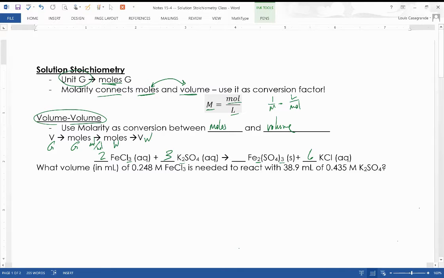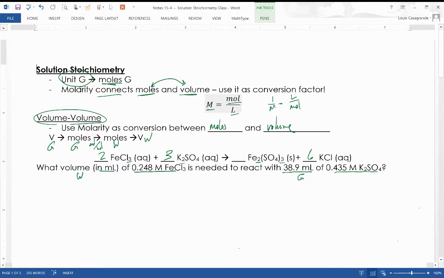So now we want to know what volume in milliliters. Milliliters, that's going to be an important thing in a moment. We're going to have to do some converting. 0.248 molar iron(III) chloride. So this is our wanted. React with 38.9 milliliters of 0.435 molar potassium sulfate. And so this is our given.